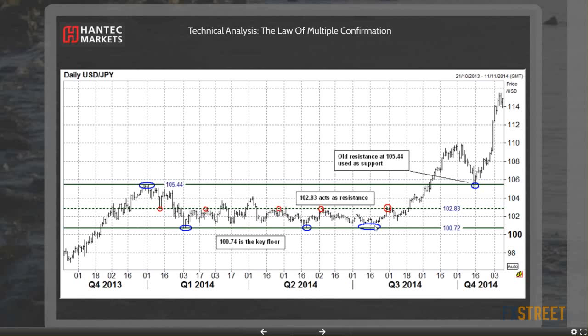And you suddenly saw, when we broke through that 105.44, that old resistance becomes new support for the correction, and that was used again almost bang on, and then wallop, straight back to the upside. It's a really good exponent of this chart of support and resistance.